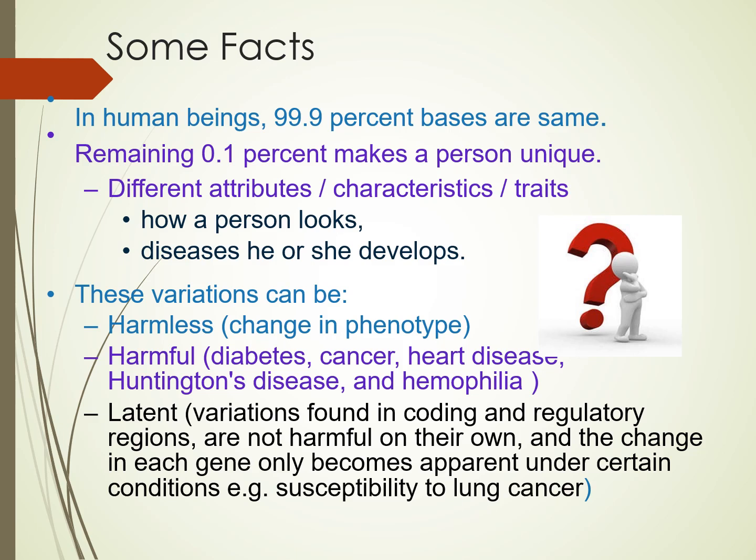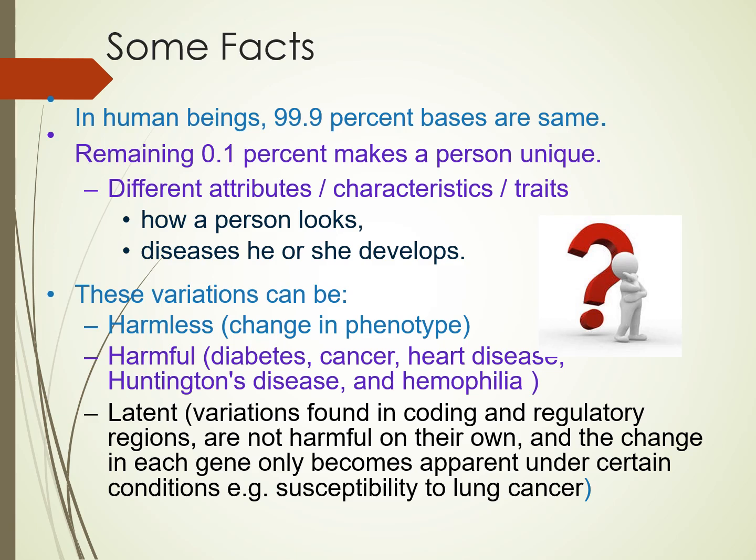We know that there is variation in the phenotypic characteristics among all the individuals in the human population, and those variations are due to single nucleotide polymorphism. Different characteristics and traits are developed due to that 0.1% difference, and that will decide how a person looks or whether a particular disease will be developed in his or her body or not.